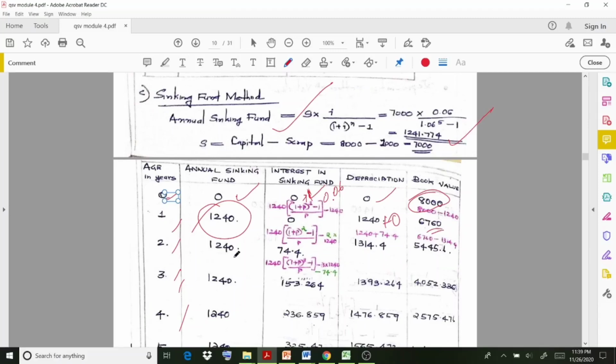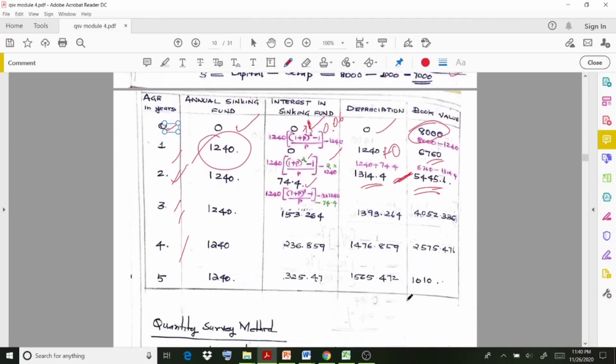After that, the book value for this year is going to be 8,000 minus 1,240, which gives 6,760. Then coming to the second year, apply 1,240 multiplied by (1 plus p) whole raised to 2 minus 1 by p, minus 2 into 1,240. Applying that, you will get 74.4. Then 1,240 plus 74.4 gives this value. To calculate the book value, 6,760 minus this value. Okay, this is the general procedure in the case of the sinking fund method.